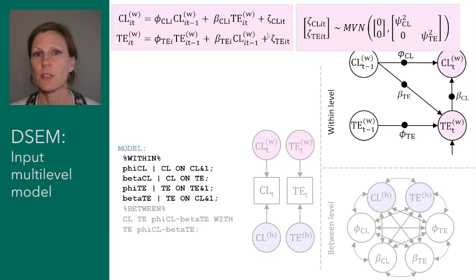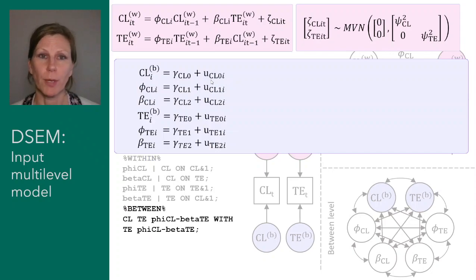The residual part hasn't changed, so we can still say that the residuals come from a multivariate normal distribution with a mean vector of zeros and a covariance matrix that is diagonal, which just contains the variances of the within person residuals on the diagonal.